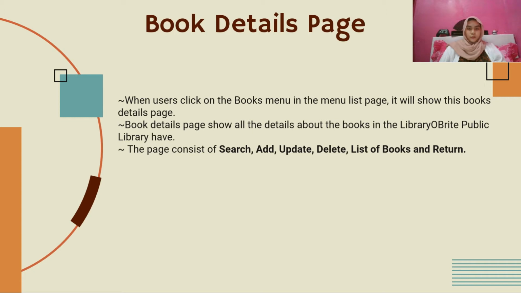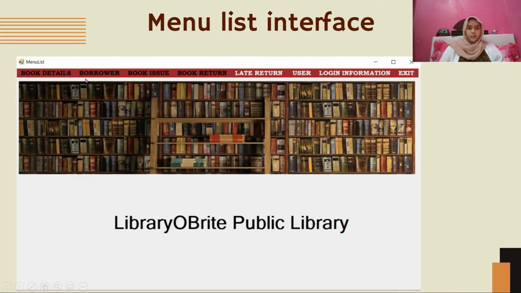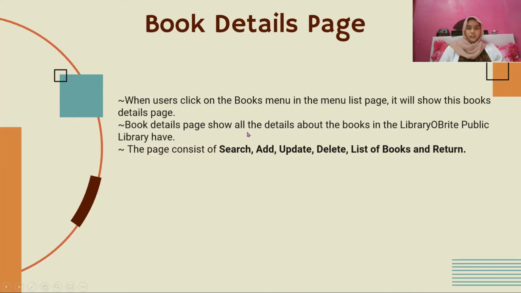Next is the book details page. So when the user clicks the book details page in the menu list, a book details page will show, and it will show all the details about the books in the library. So in the book details, there is the search, add, update, delete, list of books, and return button.